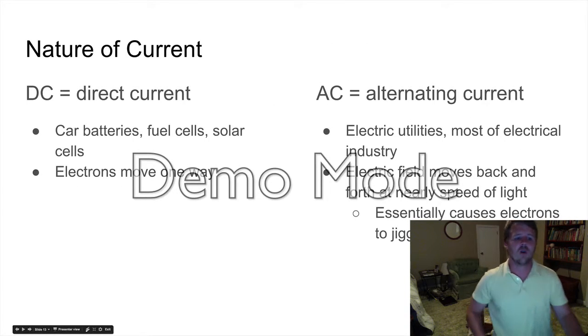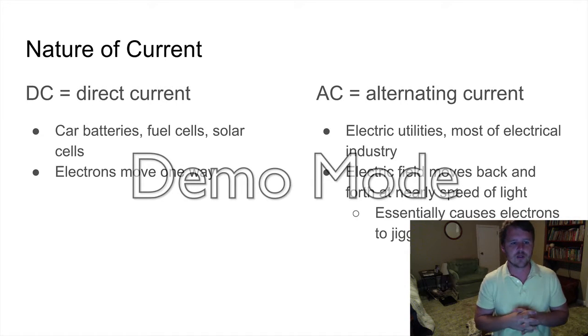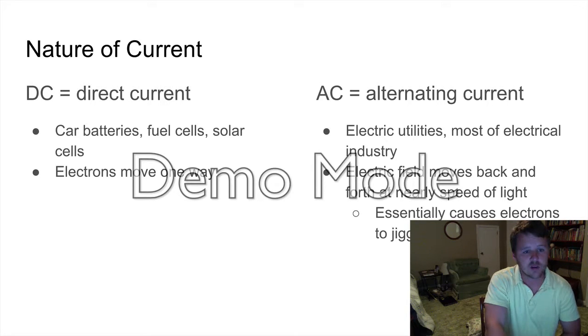Okay. So when we talk about this current that moves, there's 2 types of moving current. And now I just described the battery, which is the best way to think about how current moves through a circuit. But there's 2 types of current, 2 types of ways that those electrons move through metal wires. You have direct current, which is like car batteries, fuel cells, and solar cells. Electrons move one way. And you have alternating current.